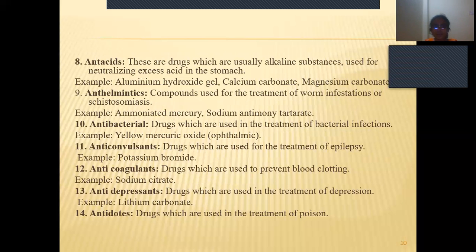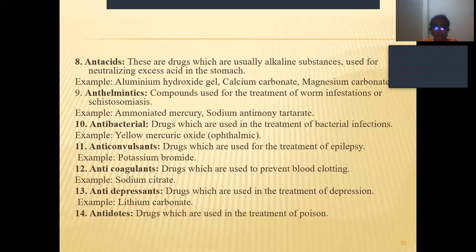Next, antacid. These drugs are alkali substances mainly used for neutralizing acid in the stomach. If the acid production is more in our stomach, it will cause ulcers. In order to avoid it, we have to neutralize the acid in the stomach. For neutralizing, we have to add the antacids. Examples: aluminium hydroxide gel, calcium carbonate, magnesium carbonate.